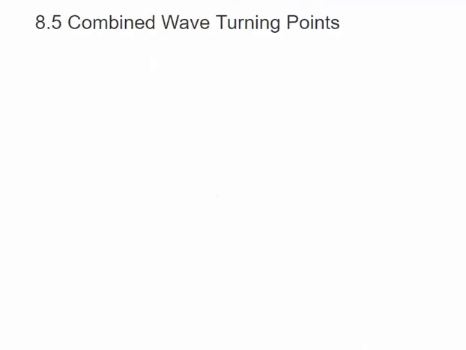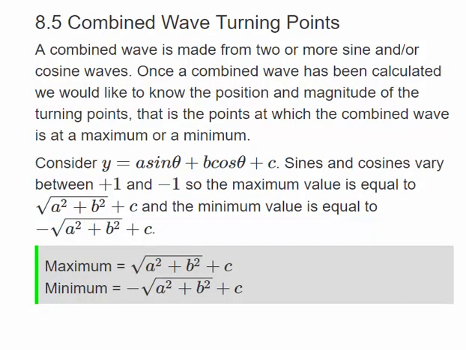An additional thing we may wish to know is the location and magnitude of the maximum and minimum of the combined wave. So the amplitude is the square root of a squared plus b squared, but we have a constant which moves the curve up or down the y-axis. So that means the maximum is going to be the square root of a squared plus b squared plus the constant, and the minimum is going to be minus the square root of a squared plus b squared plus the constant.